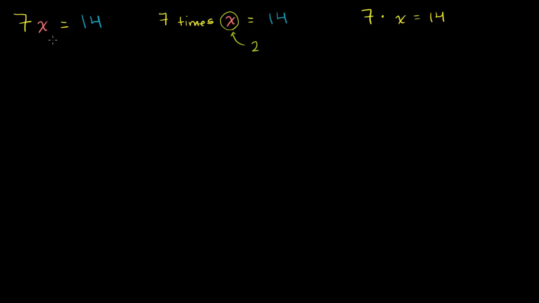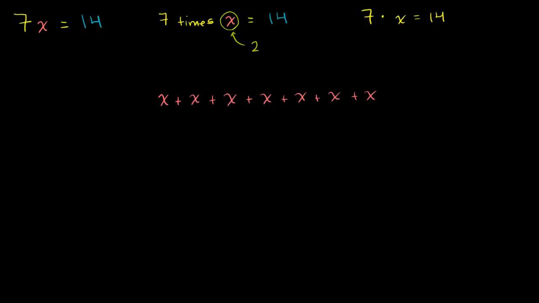Now, to understand how you can manipulate this equation to solve it, let's visualize this. So 7 times x, what is that? I'm just going to rewrite this equation in visual form. 7 times x literally means x added to itself 7 times. That's the definition of multiplication. So it's literally x plus x plus x plus x plus x, that's 5 x's, plus x plus x. So that right there is literally 7 x's. This is 7x right there.